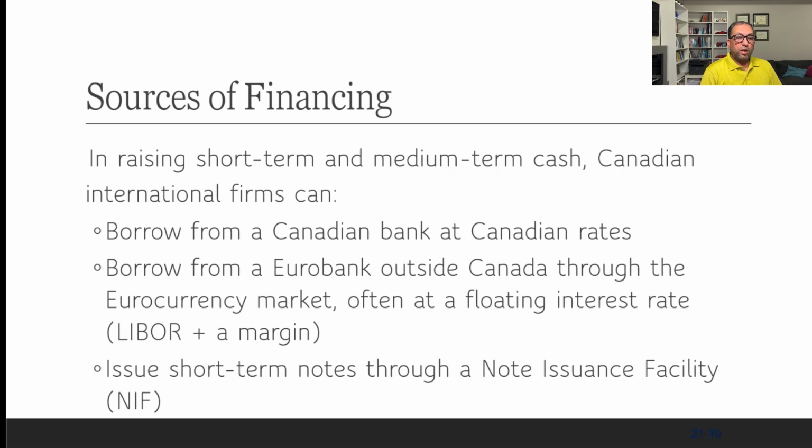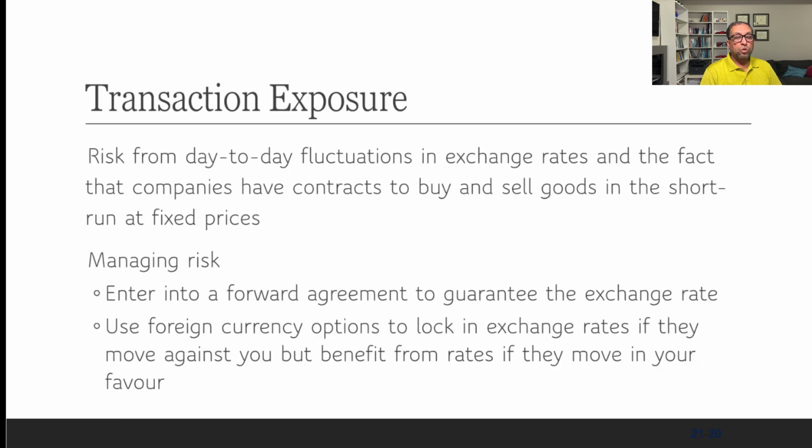Sources of financing in raising short-term and medium-term cash. Canadian international firms can borrow from a Canadian bank at a Canadian rate, or borrow from a euro bank outside Canada through the euro currency market, often at a floating rate of LIBOR plus a margin. We discussed the LIBOR. They can also issue short-term notes through a note issuance facility, NIF. So these are the ways that Canadian firms operating in other parts of the world can generate finance.